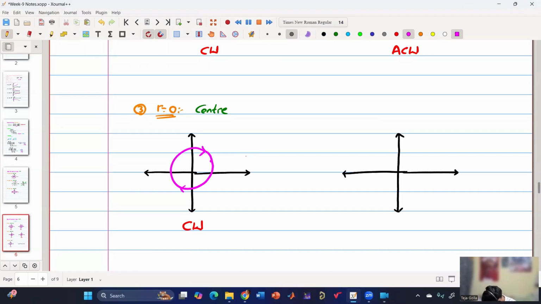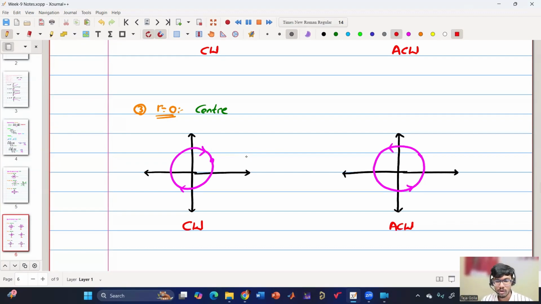Wherever you start, say this is our initial point, it will go in a circular fashion, but here it is anti-clockwise. Who decides the clockwise or anti-clockwise direction, we are going to solve in a problem and we'll know. But is this clear, how we are deciding the stability of the second order LTI system?